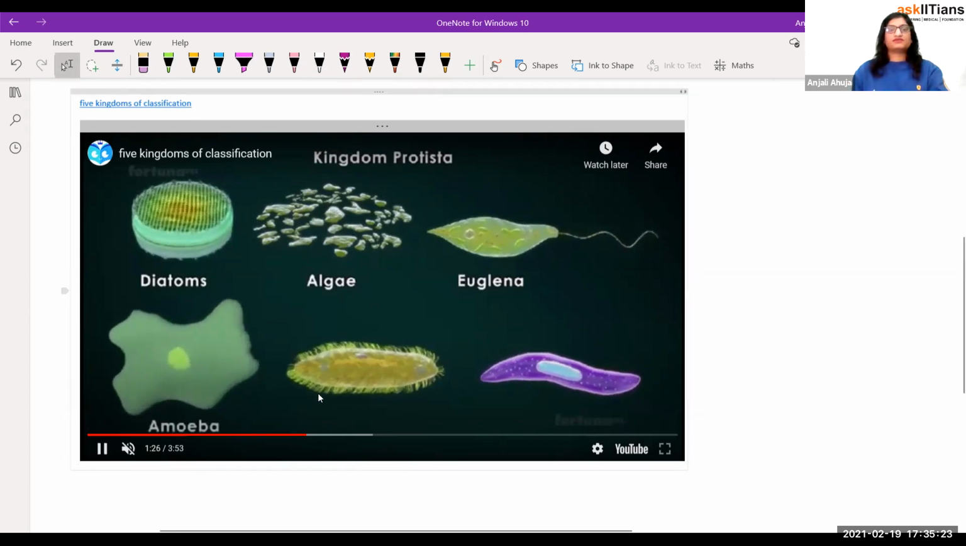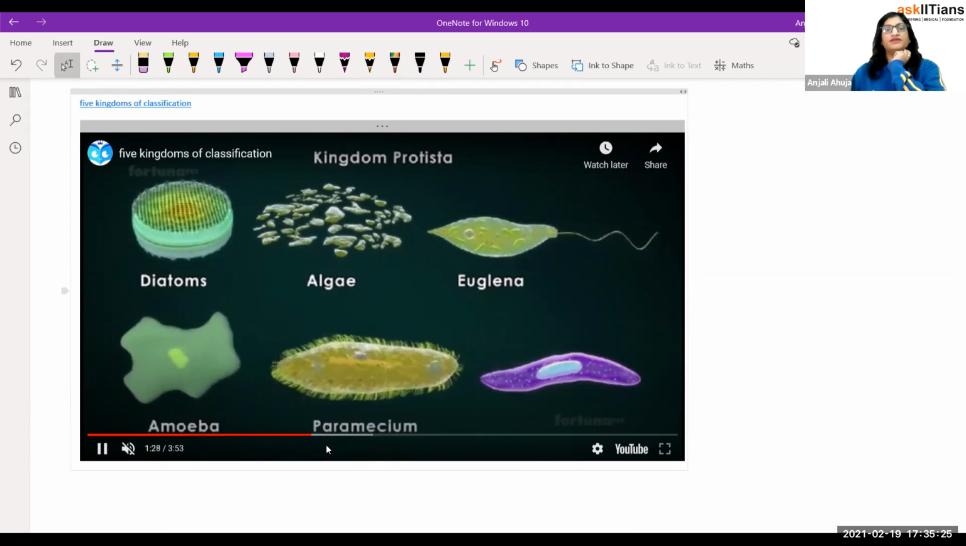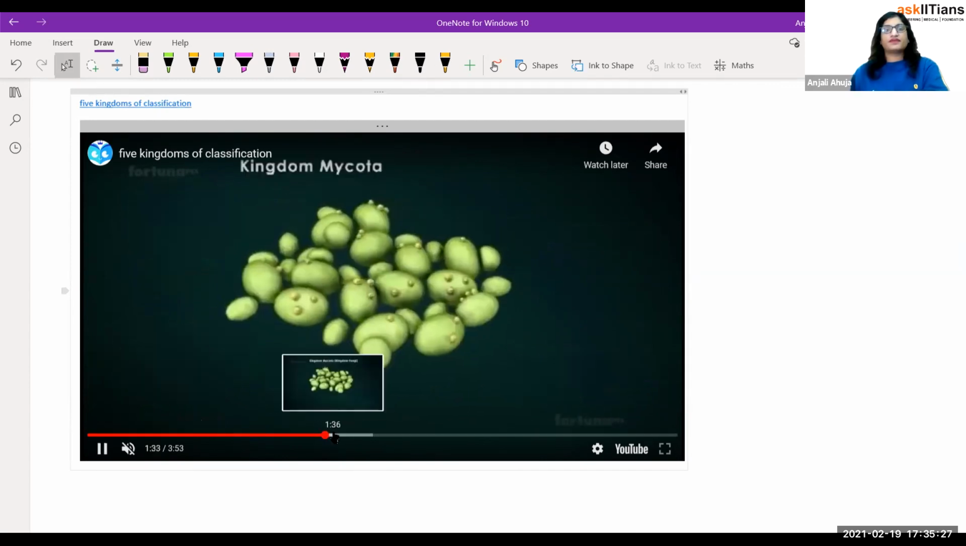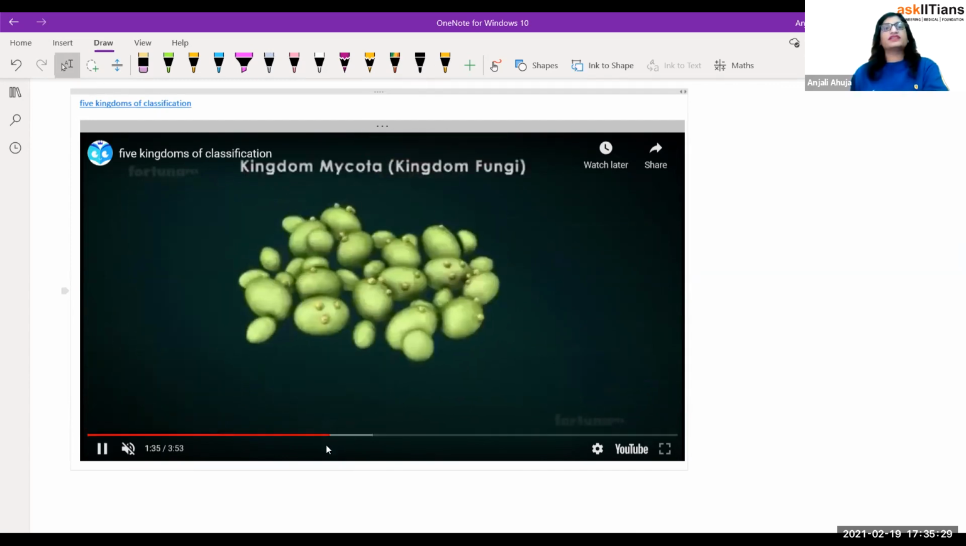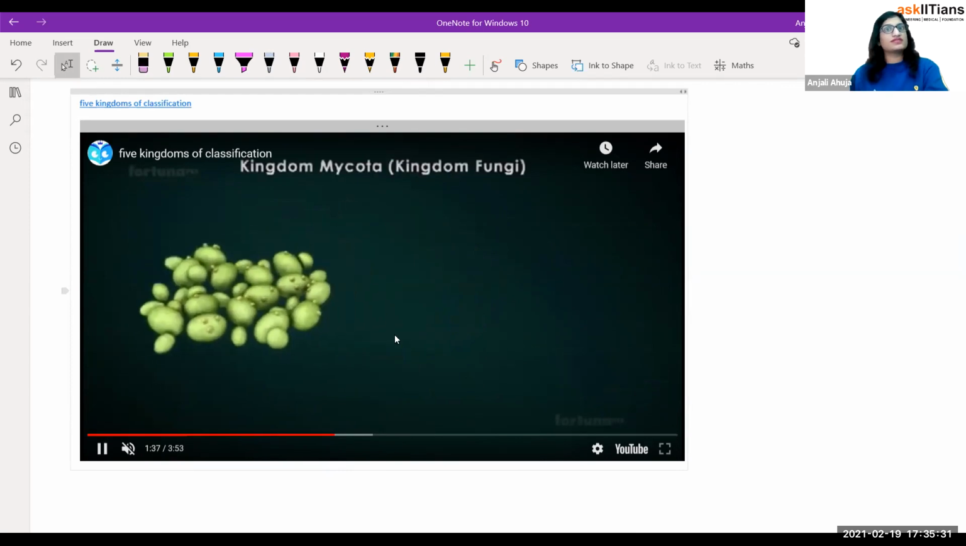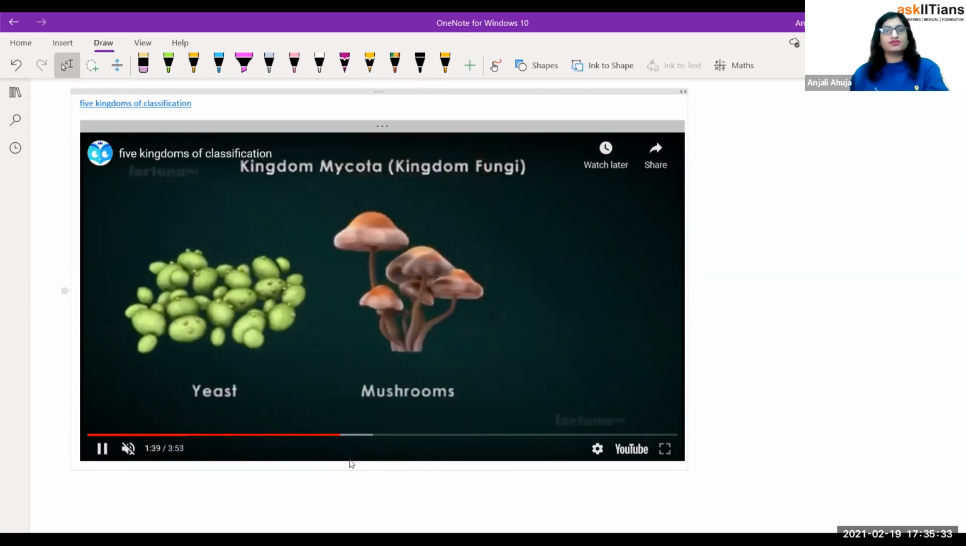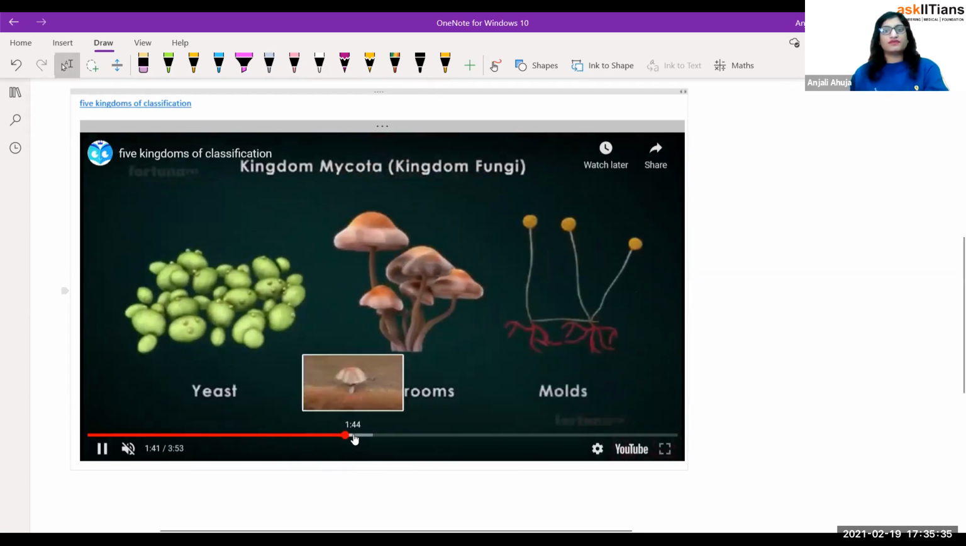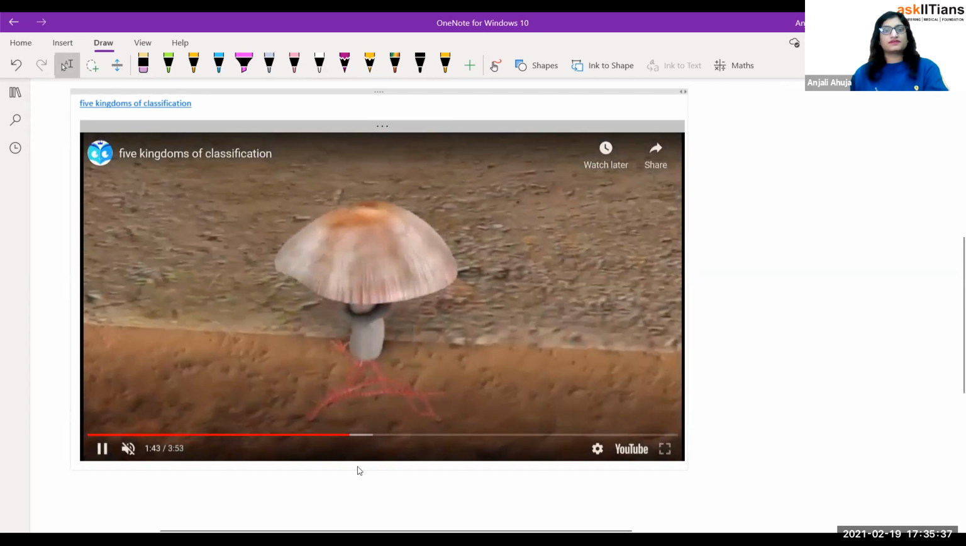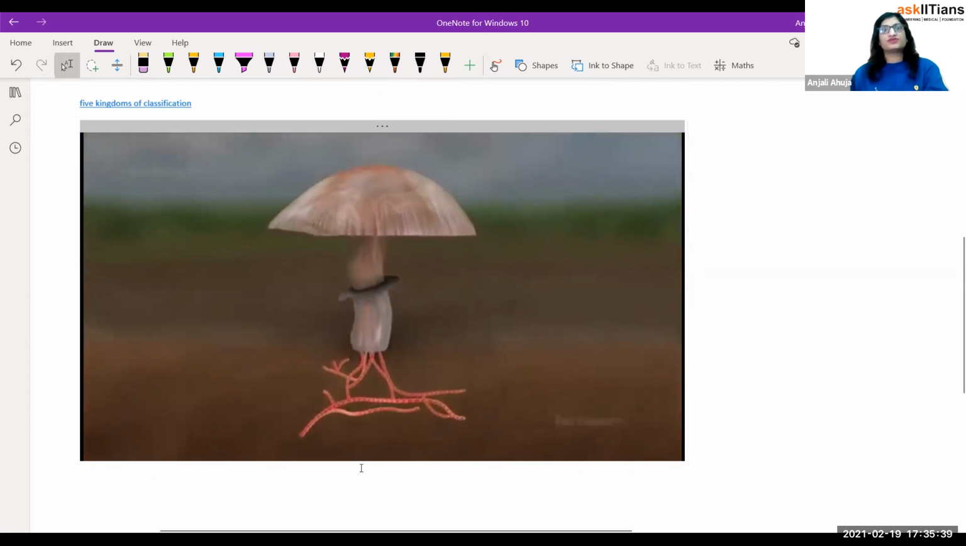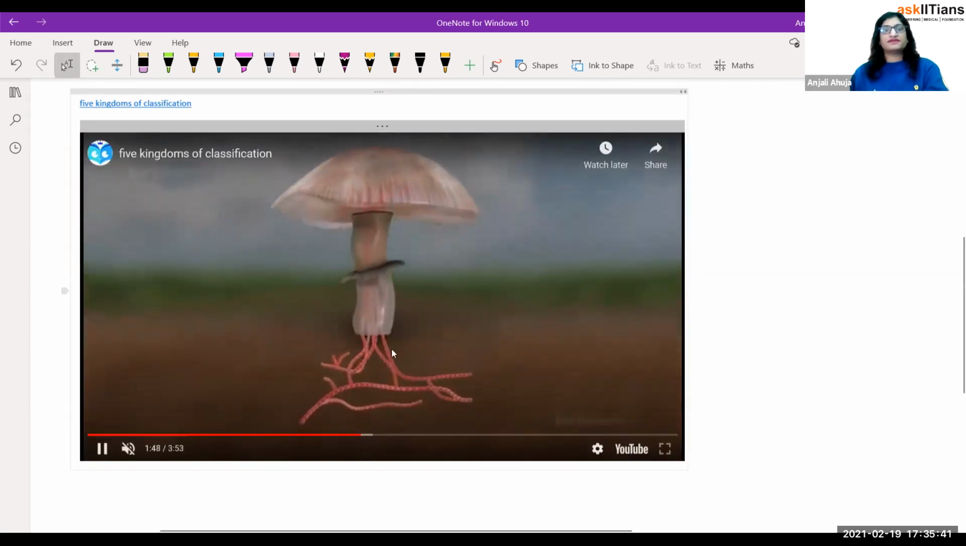Am I able to draw? No, I'm not able to draw. Paramecium. Okay, so kingdom fungi is also known as mycota. Remember it. So yeast, mushroom, puffballs, molds. Inside this video, they're going to show the mat-like structure. See how the thread-like structures are connected, and this is helping in the movement of the nutrients.